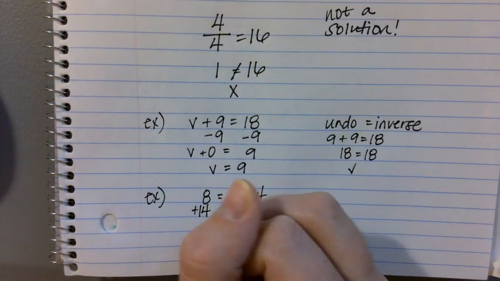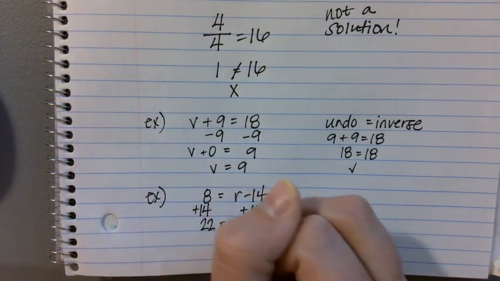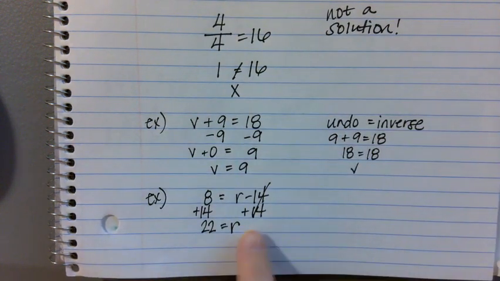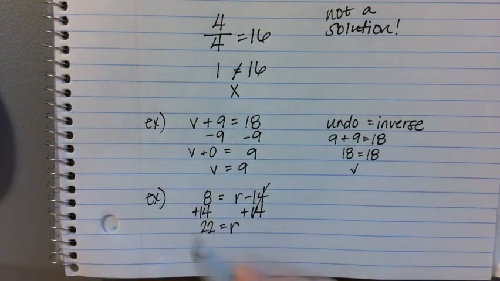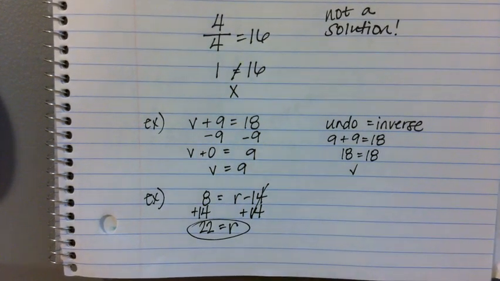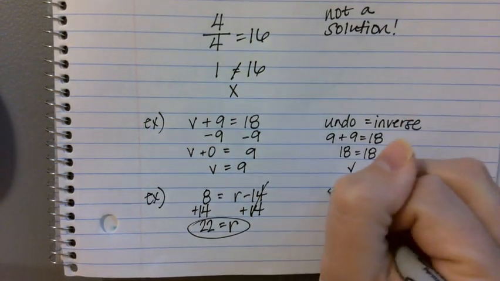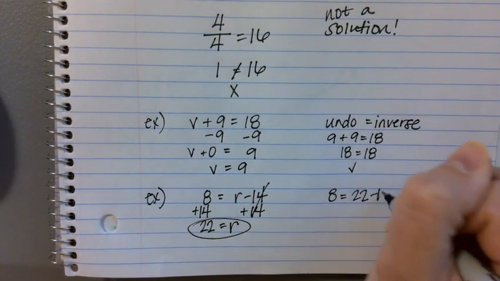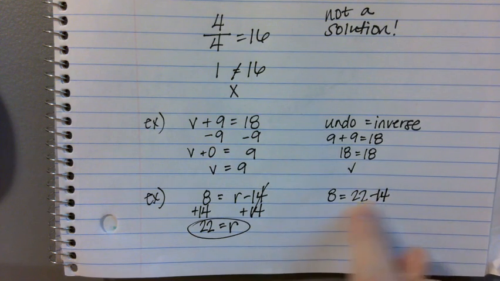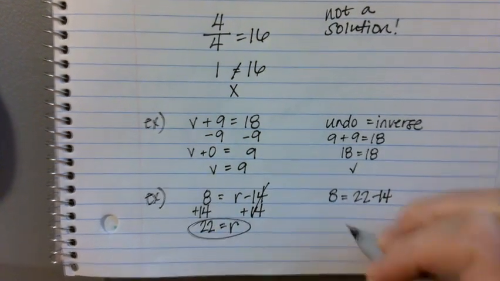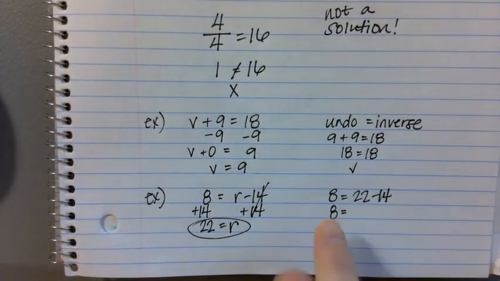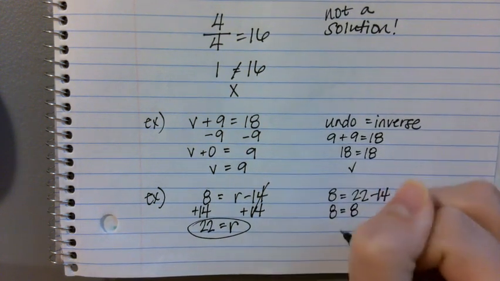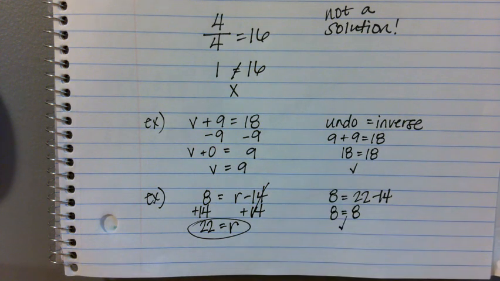And 8 plus 14 is 22. And when we subtracted 14, we added 14 to get us back to r. We're left with r. 22 is our final value of r. Let's double check. Rewriting, substituting, and it's super important that we keep our order the same as in our original problem. 8 equals whatever 22 minus 14 is, which is 8. That checks out. So it is a solution.